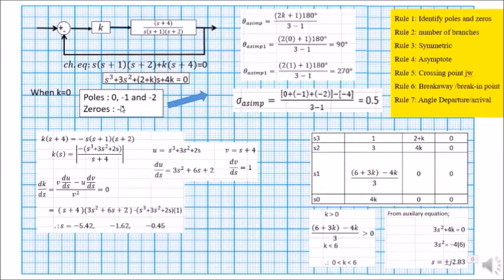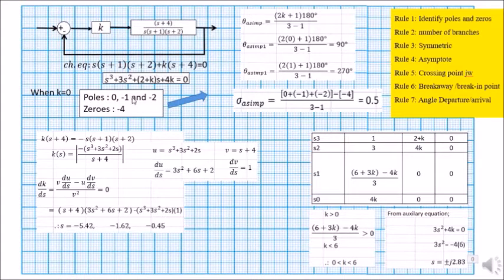So based on this, we know that when K is equal to 0, there are three poles, which are 0, negative 1, and negative 2, and one zero, which is at negative 4. When K is equal to infinity, because we have one zero here, one of the poles will go to that zero and the other poles will go to infinity. After we identify the poles and zeros, next we identify the number of branches.